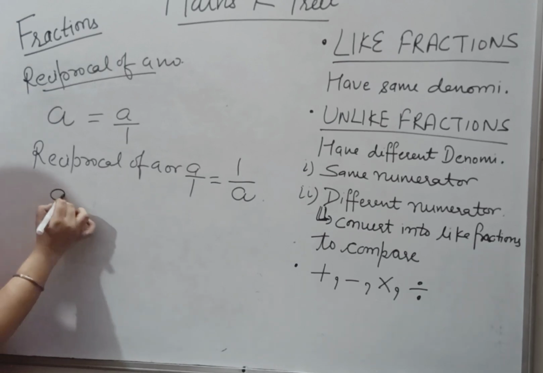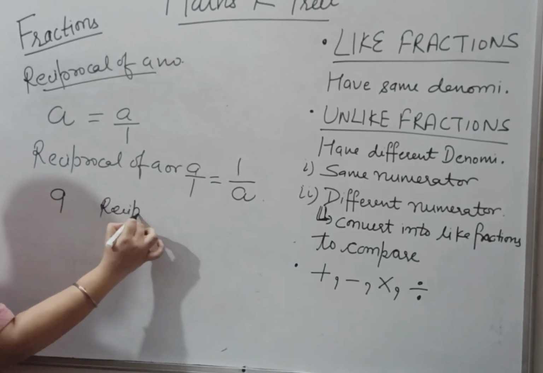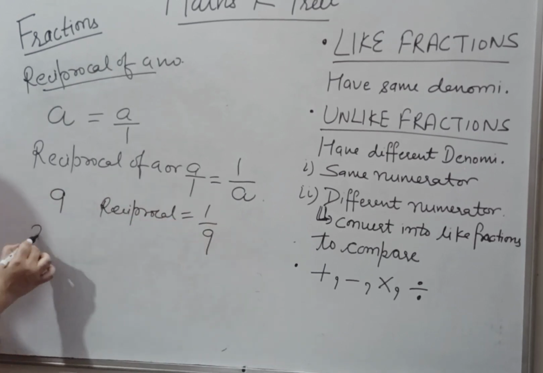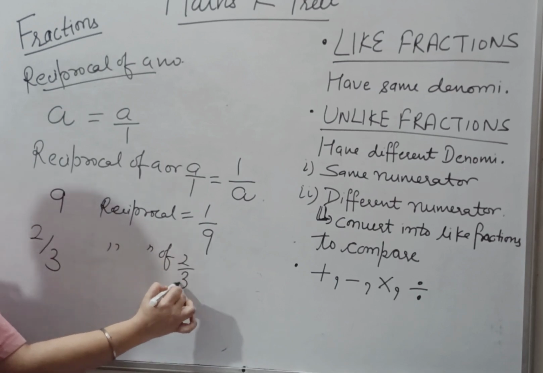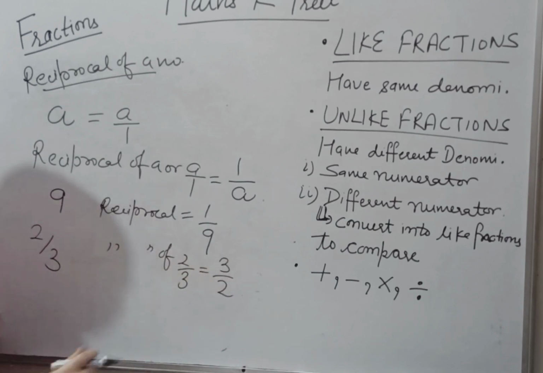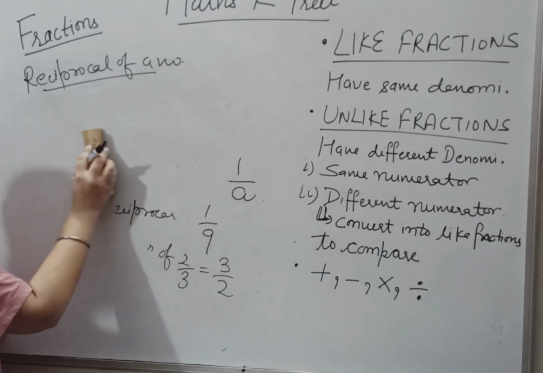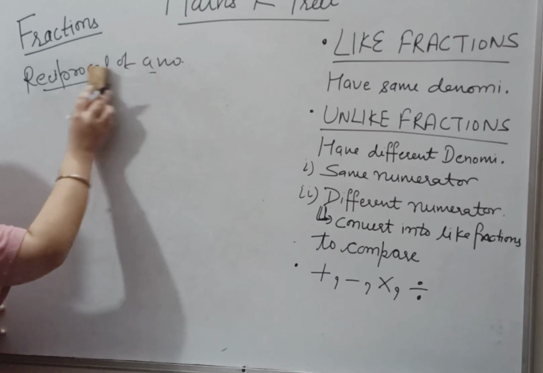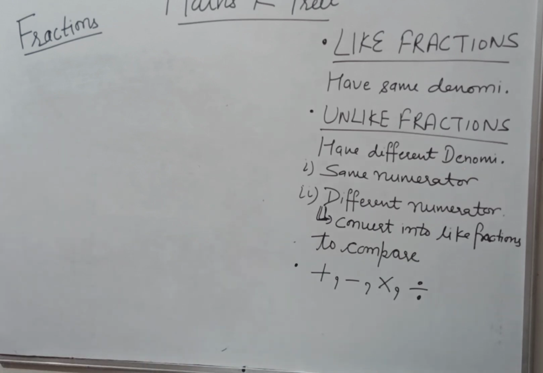So if I have a number 9, say, what will be the reciprocal of it? Reciprocal will be 1 by 9. So reciprocal of 2 by 3 will be 3 by 2. This is called reciprocal of a number by interchanging the numerator and the denominator positions. This is making a valuable use for the division of fractions.